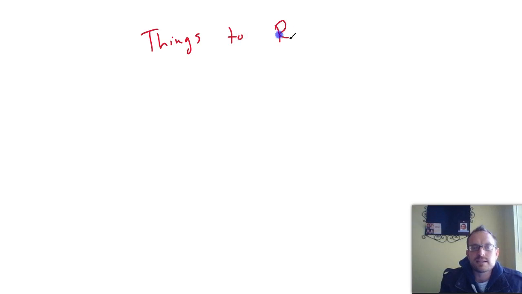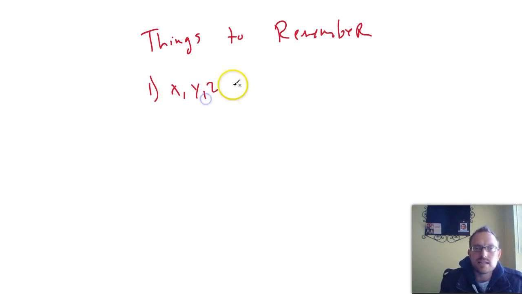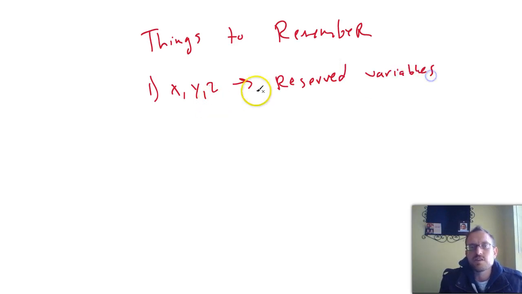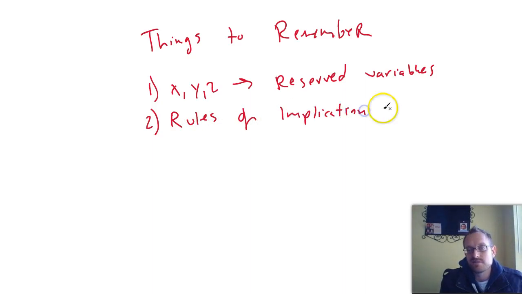Okay. Now, what are some of the things to remember? And then I'll turn the video off and give you your life back. And in our next video, we're going to go over some of this. Number one is remember that X, Y, and Z are reserved variables. So don't use these. We're reserving these variables for our quantifiers, right? The second thing is that all of the rules of implication and replacement still hold.